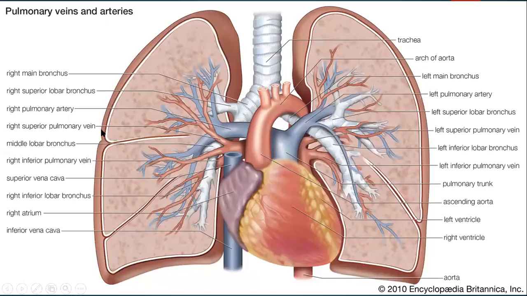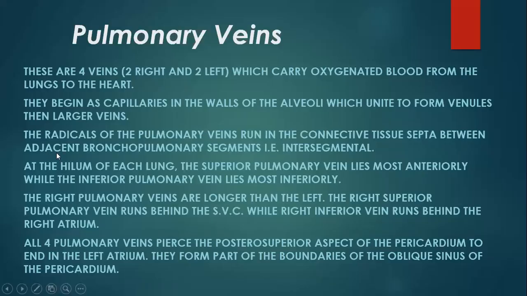Okay, so if you study the histology, you will see that they begin as very small, fine vessels called capillaries, and then they join as multiple veins to form larger veins, and finally they form the two on the right, two on the left pulmonary veins. The radicals of the pulmonary veins run in the connective tissue septa between the adjacent bronchopulmonary segments.